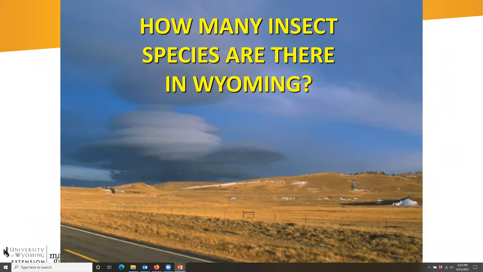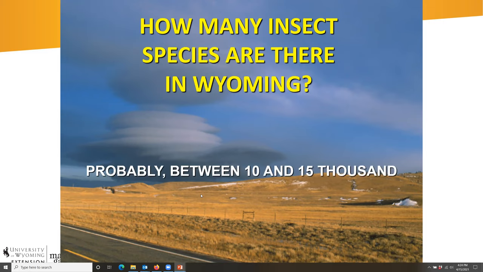We have high alpine habitats, desert basins, coniferous forests, along our streams the broadleaf trees there, lots of grasslands and shrublands. So there are actually estimates of about 15,000 on the upper end species of insects in Wyoming. We know there's over 110 species of grasshoppers.